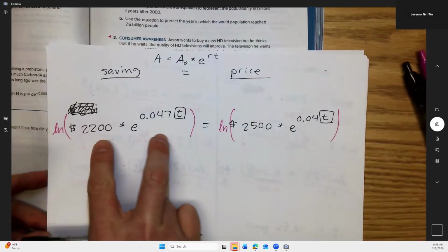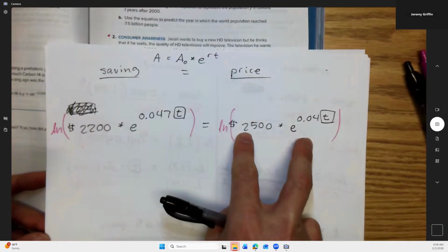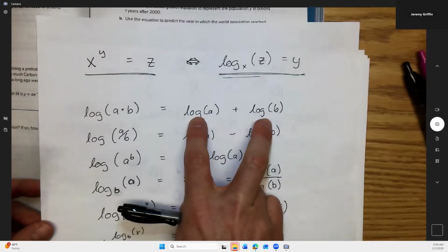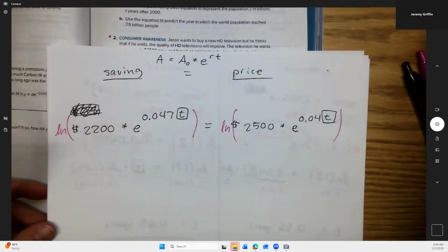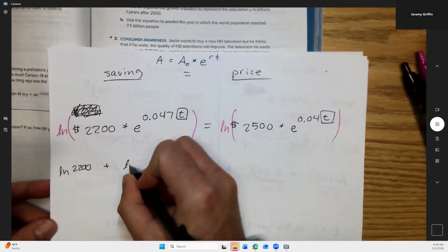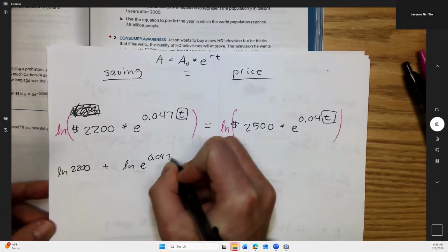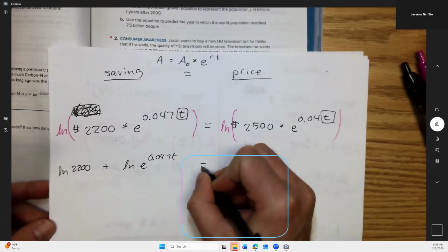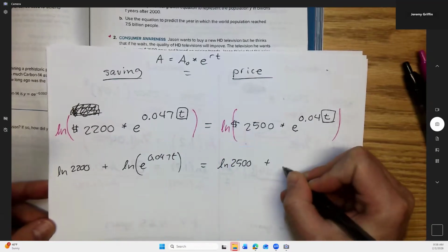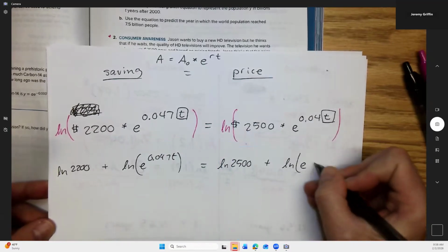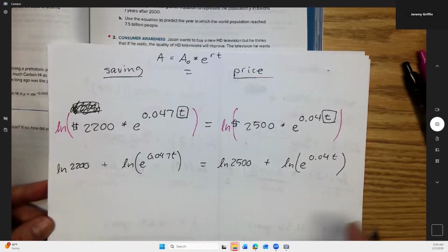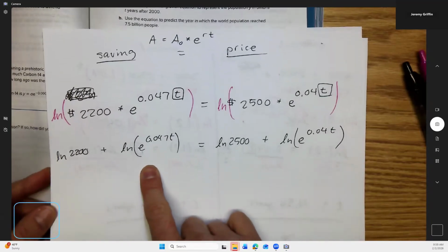Now I do have two things multiplied inside each of the two logarithms. So if you guys remember back to log rules, if you have log of a times b, that's log a plus log b. You guys remember that? Okay. So maybe I have to consider that. So I have natural log of 2,200 plus natural log of e to the 0.047t. And that's equal to natural log of 2,500 plus natural log of e to the 0.04t. And you just skip that step and just remove or put the exponent? Yeah, that's the next step.